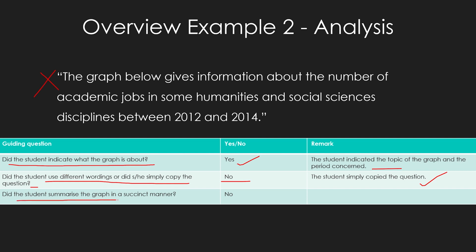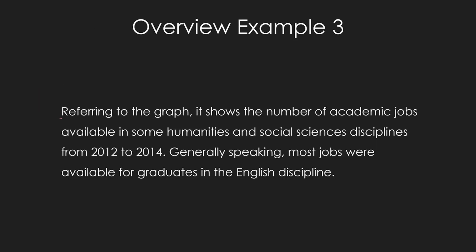Finally, did the student summarize the graph in a succinct manner? No, they did not. They lose points again. So, it's a bad answer. Now let's look at example number 3. Referring to the graph, it shows the numbers of academic jobs available in some humanities and social sciences disciplines from 2012 to 2014. Generally speaking, most jobs were available for graduates in the English discipline.